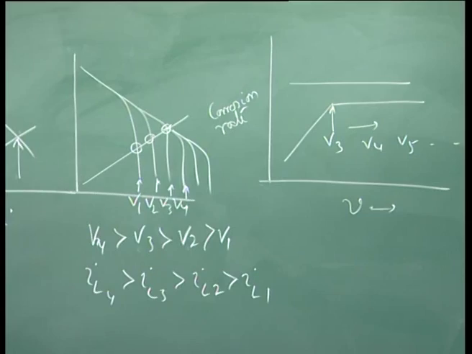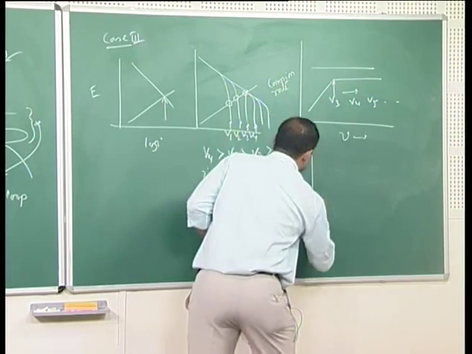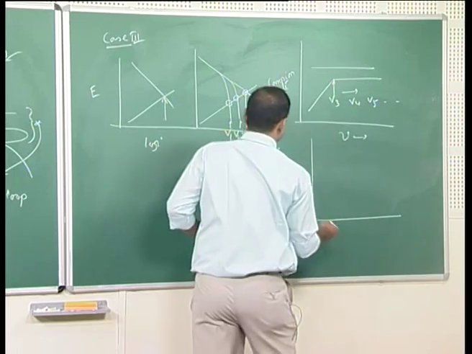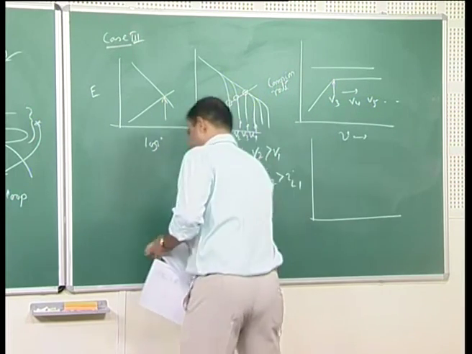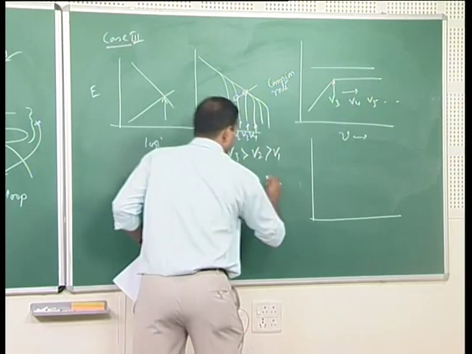So, now we have this situation. There we saw one type of metal, it can show this kind of variation. Let us say this is my corrosion rate.